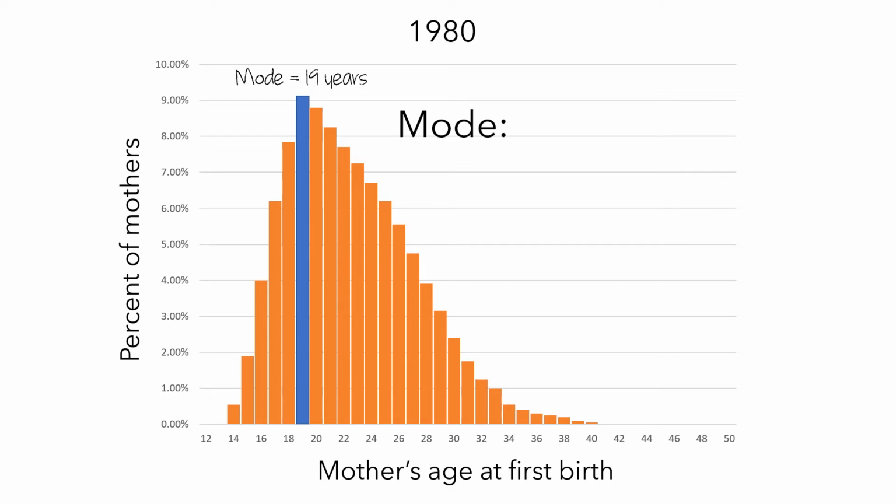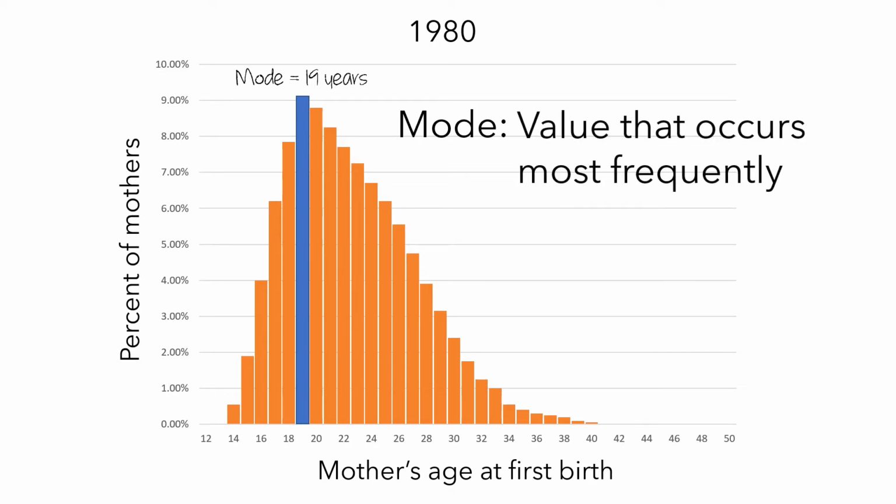First, the mode, which is the value that occurs most frequently. In 1980, the most common age for mothers to have their first child was when they were 19 years old. It can be seen as a peak in the histogram. The mode also makes up part of the shape of the distribution. This histogram was described as unimodal because it had a single mode.